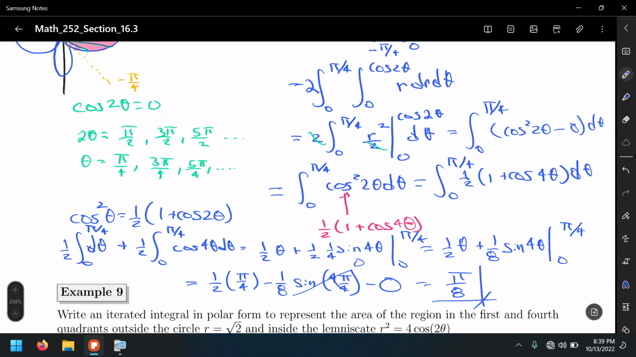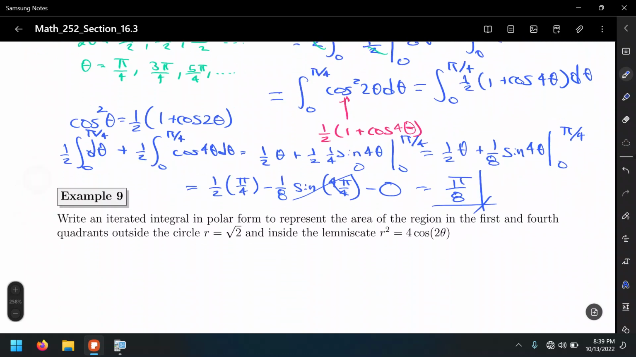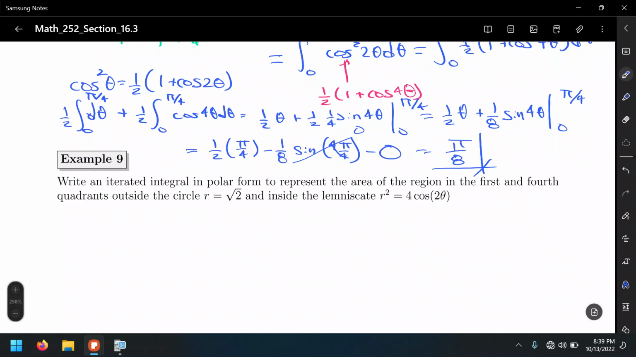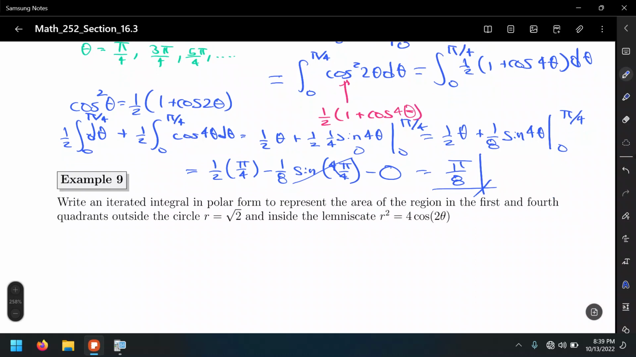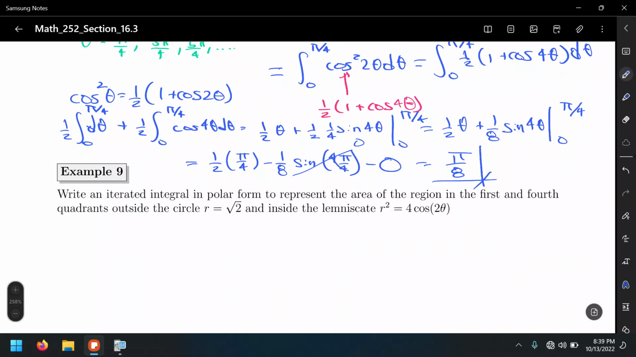Let's do the last example for this section. Write an iterated integral in polar form to represent the area of the region in the first and fourth quadrants outside of the circle r equals the square root of 2, and inside the lemniscate r squared equals 4 cosine 2 theta. All right.